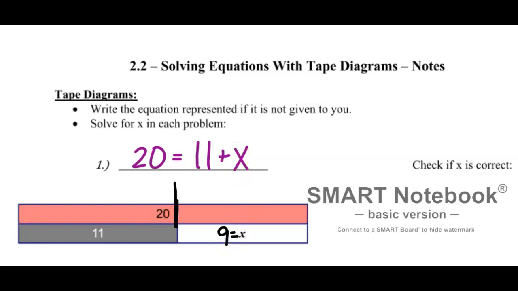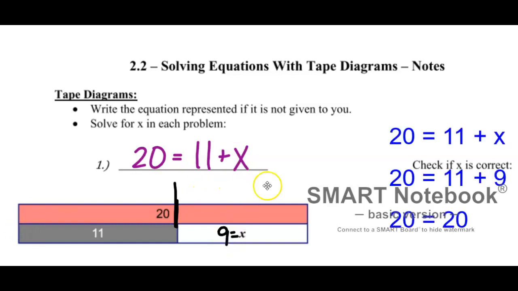Let's check it out. Let's do our check. 20 equals 11 plus x was my original equation. I substitute my 9 in for my x, and 20 does indeed equal 20. Fantastic. Let's look at another one.